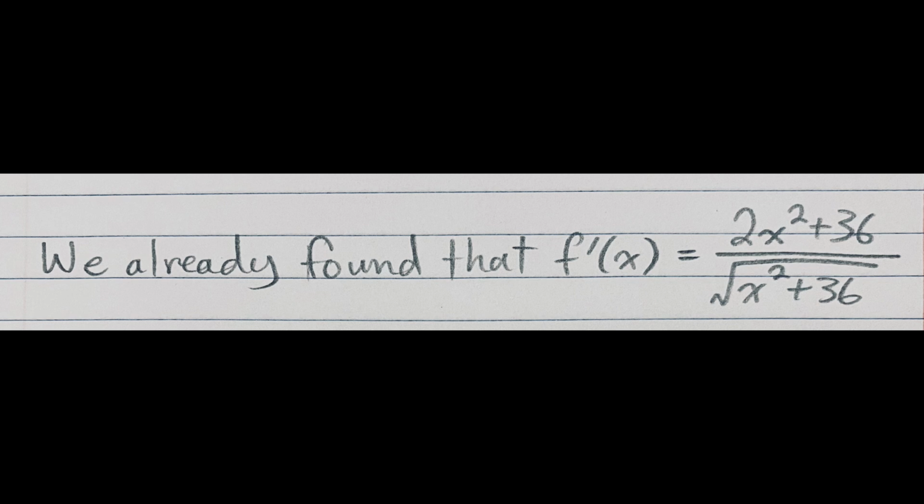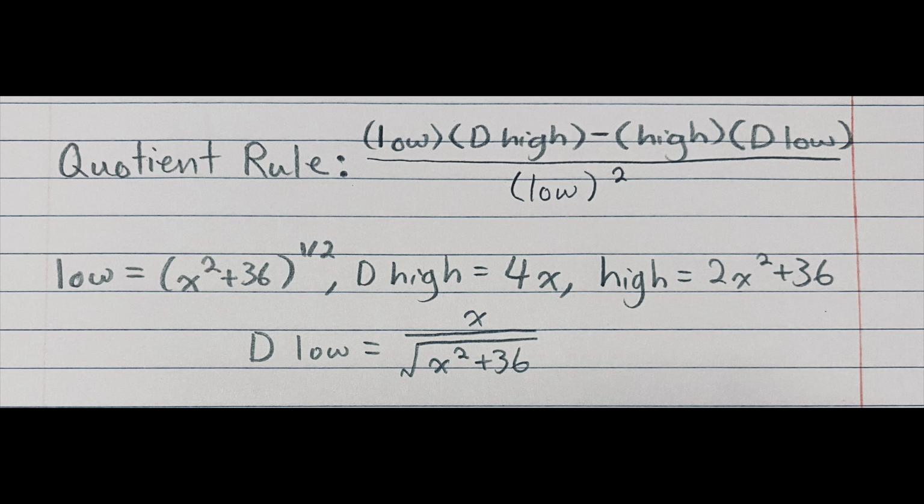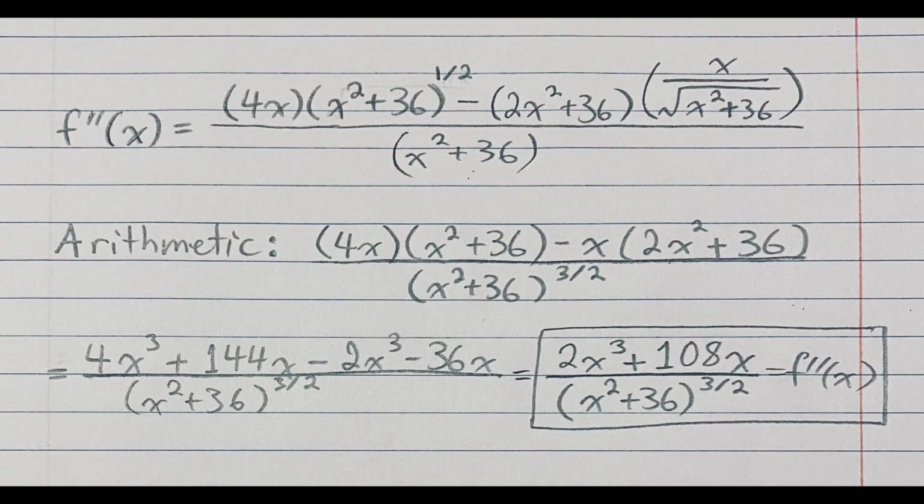So we already know that the first derivative is 2x squared plus 36 over the square root of x squared plus 36 after simplifying it with arithmetic. So to find the derivative of the first derivative, we can use the quotient rule, which is low d high minus high d low over low squared. So I found what low, d high, and d low are, and then I plugged them in. And then I did some more arithmetic to simplify.